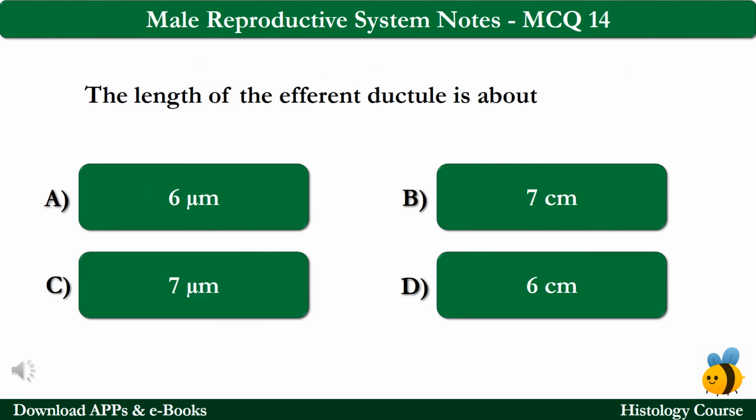MCQ number 14. The length of the efferent ductule is about option A 6 micrometer, option B 7 centimeter, option C 7 micrometer, and option D 6 centimeter. The correct answer is option B, which is 7 centimeter.